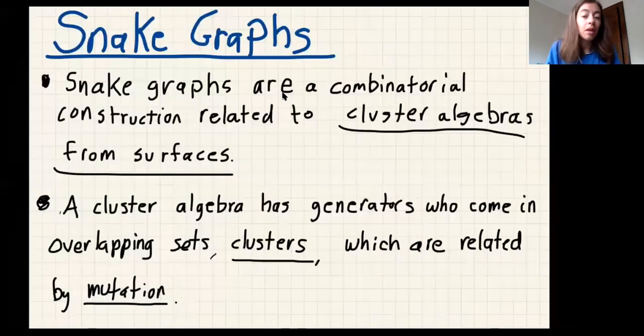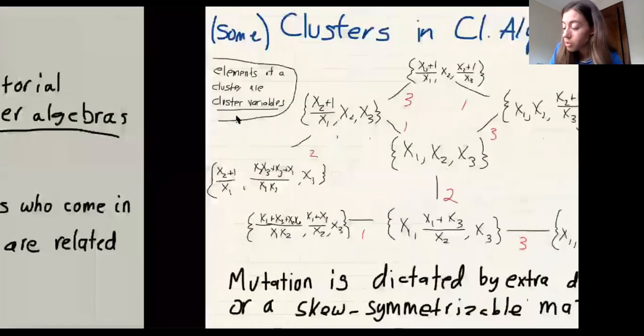All right, so snake graphs are a combinatorial tool used to study cluster algebras from surfaces. Let's talk just really high level about cluster algebras. A cluster algebra is an algebra. We think about the generators, and they come in overlapping sets called clusters. So here we see the word cluster. We'll see an example in just a second. The clusters will contain the generators, and they'll be related to each other by a process called mutation. Those are just some keywords.